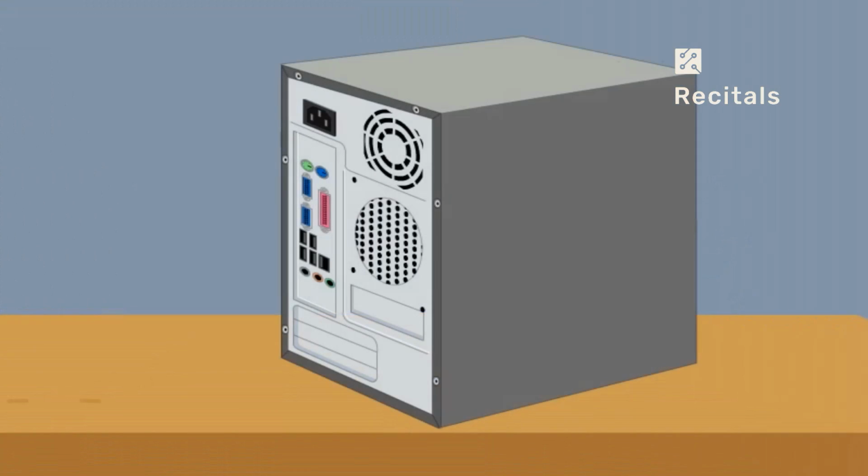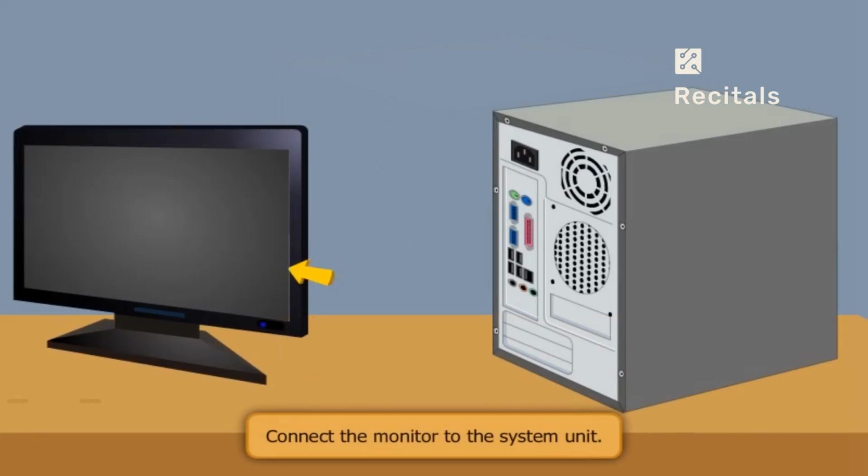Look at the rear portion of the system unit. It has various connection slots or ports for connecting various devices. First, connect the monitor to the system unit. This is the video port of the system unit. It is called VGA port.